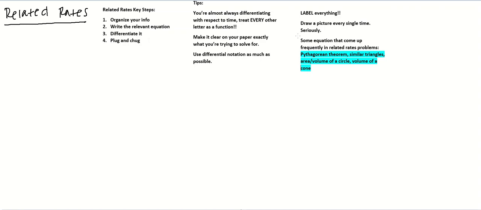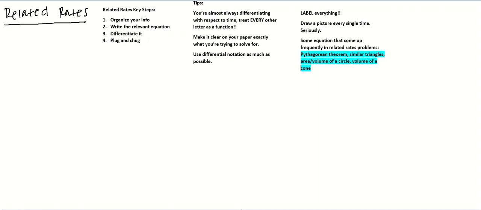If you have a triangle and they didn't give you labels for it, come up with labels. Call one side A and B, or call one side Z and F. It doesn't matter, just label everything and be super consistent. And then lastly, some equations that come up really commonly in these problems are the Pythagorean Theorem, similar triangles, the area and volume of a circle, and volume of a cone.